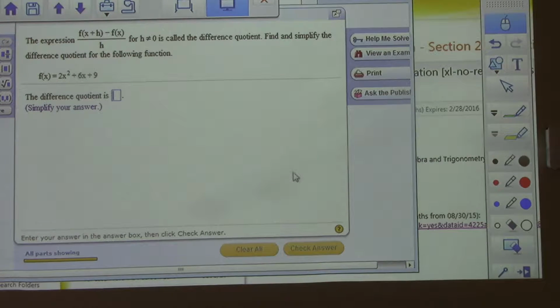All right, that one says 2x squared plus 6x plus 9. The answer is going to be 4x plus 6. That's what you should get.